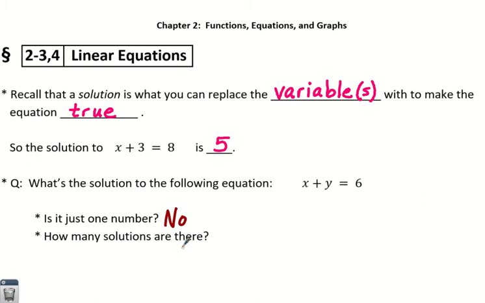And so how many solutions are there? So this right here, what's the solution? Maybe a little bit misleading, maybe not the best wording, because there's not just one solution. I mean, 4 and 2, what about 5 and 1 plugging in together? There's definitely more than just one. And hopefully by now you've thought to yourself, I know that there's infinitely many solutions. Infinitely many solutions.